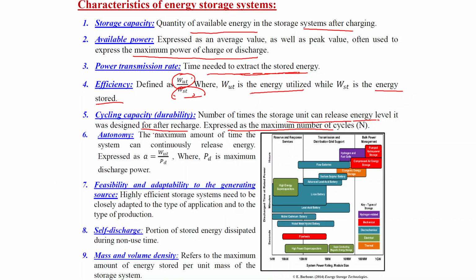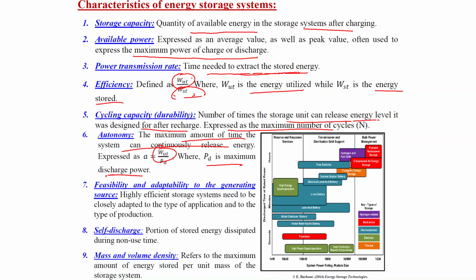Okay. Next is the autonomy, the maximum amount of time the system can continuously release energy. Okay. It is given by A equals UWT by PD, where UWT is the energy utilized and PD is the maximum discharge power.